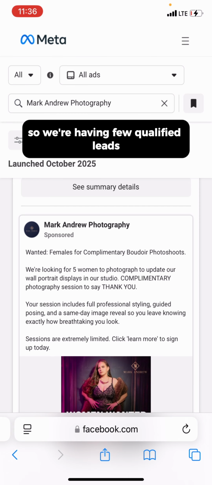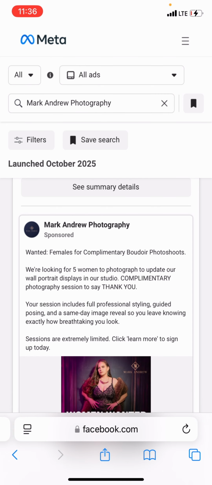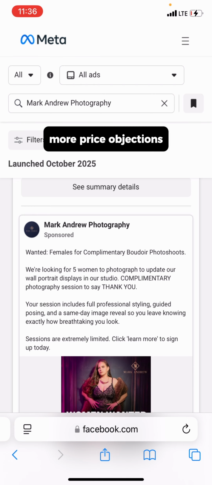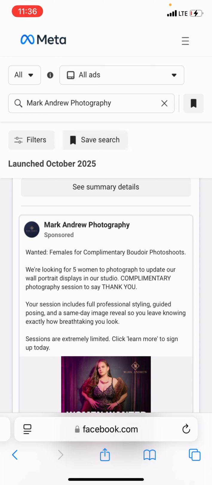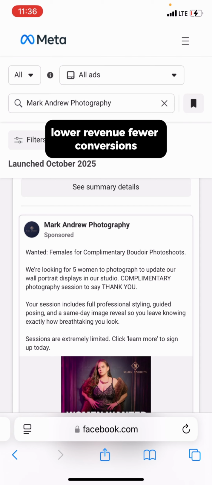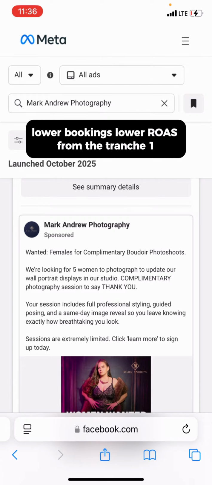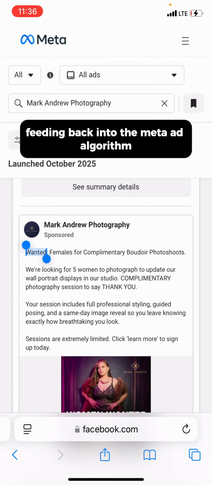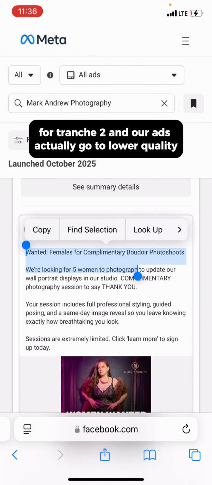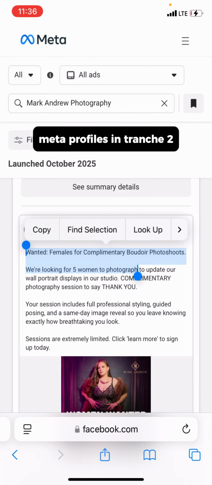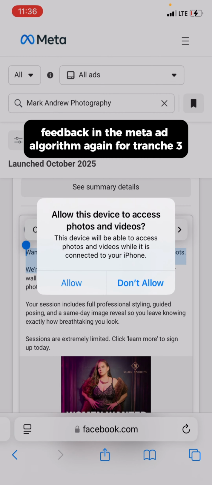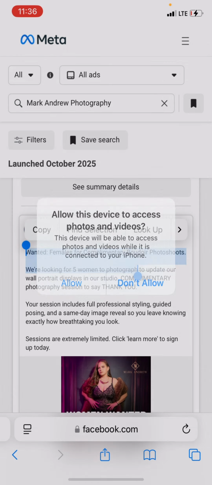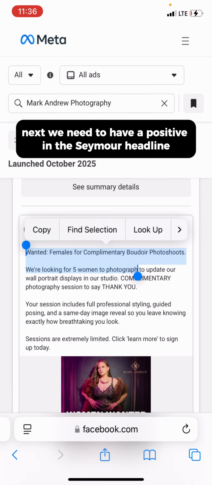So we're having fewer qualified leads, fewer qualified appointments, and we're getting more price hunters, more price objections, basically more ghosting, more tire kickers, and it's resulting in lower sales, lower revenue, fewer conversions, lower bookings, lower ROAS from the tranche 1 women, feeding back into the Meta ad algorithm to decide where our ads go for tranche 2, and our ads actually go to lower quality Meta profiles in tranche 2, which results in same ad spend, lower results, less revenue, fewer conversions, feeds back into the Meta ad algorithm again for tranche 3, and we're just in a downward spiral of despair. Off rip.